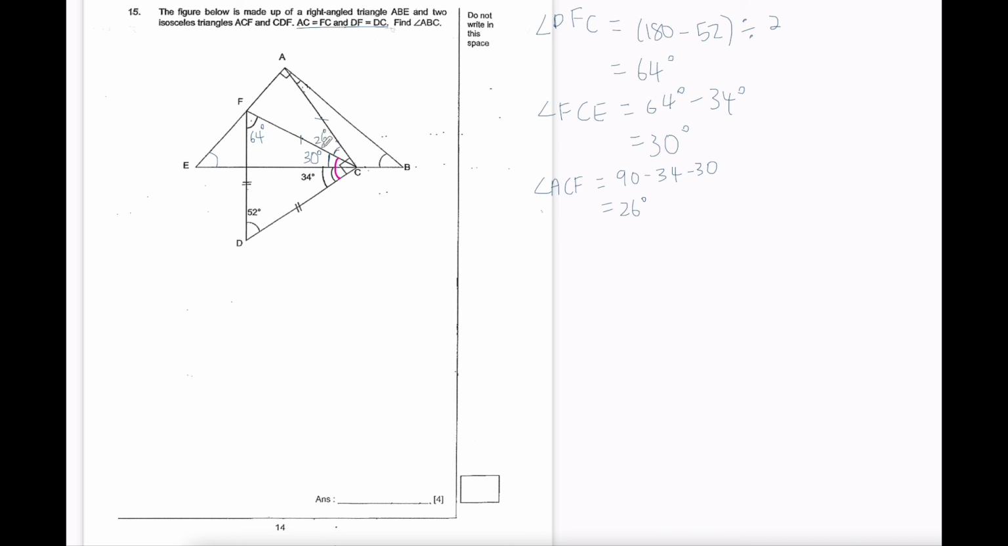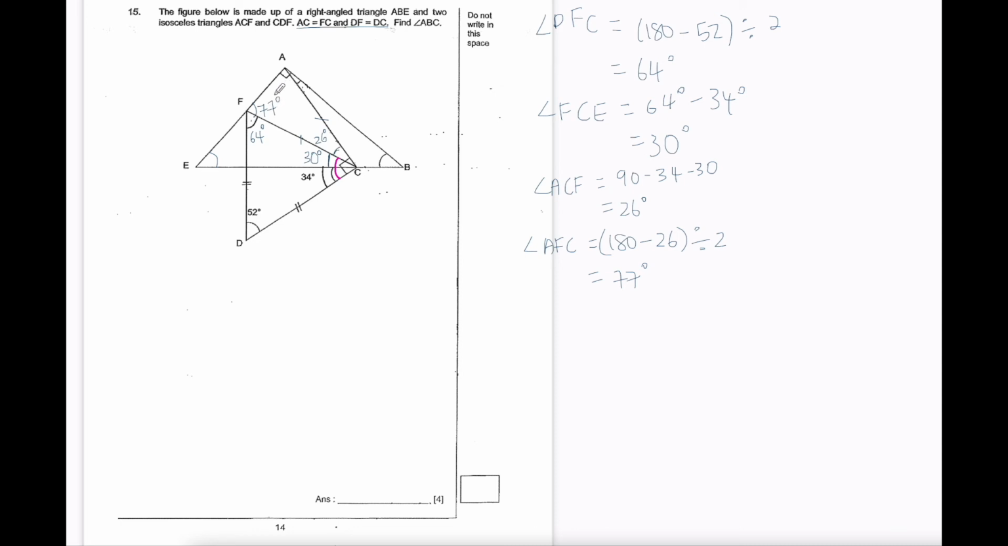Okay, so this is an isosceles triangle. So can we find out what's AFC? We can. We can find out what this is by taking 180 minus 26, and then we divide the whole thing by 2. We're going to get 77 degrees. So this is 77 degrees.